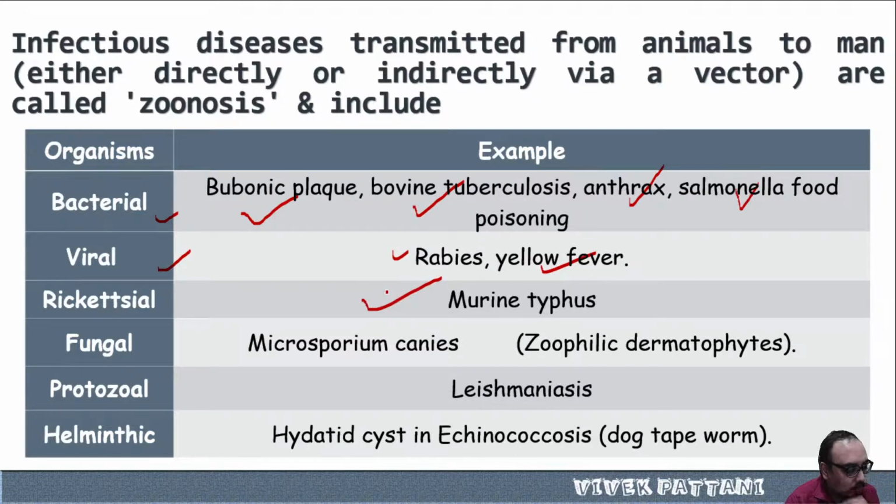If you want to know more about rickettsia, I already completed the rickettsial part in the second year. If you want, you can view it on YouTube, where I have covered rickettsia and chlamydias together. The fungal ones are basically Microsporum canis, also known as zoophilic dermatophytes. In protozoa, one example is leishmaniasis. Helminthic ones are the hydatid cyst in echinococcosis, for example dog worm.